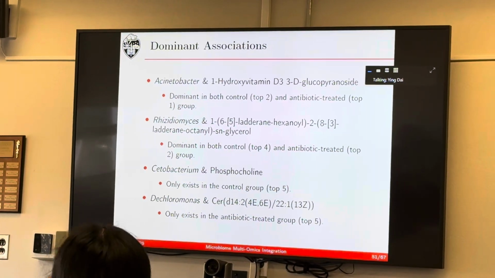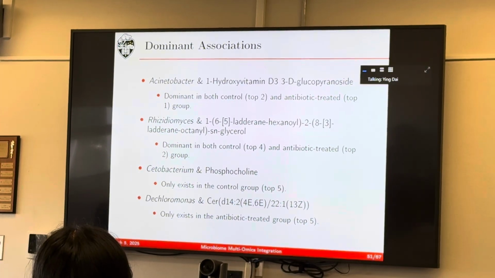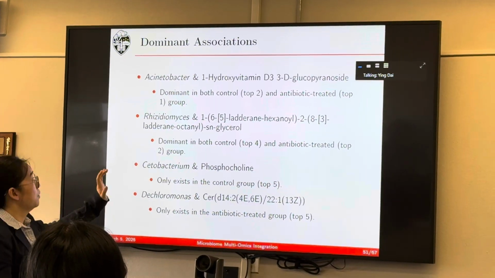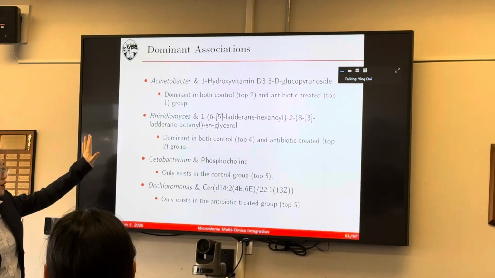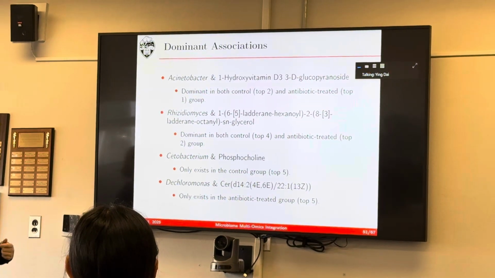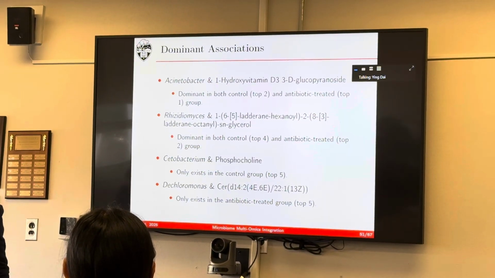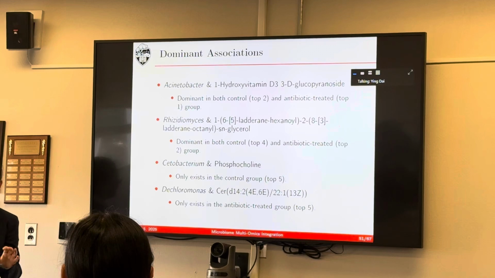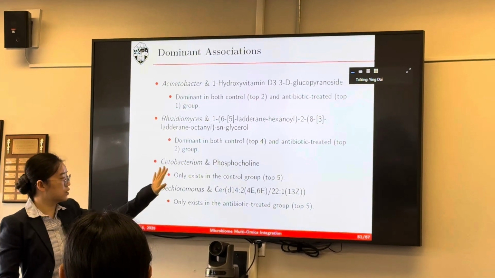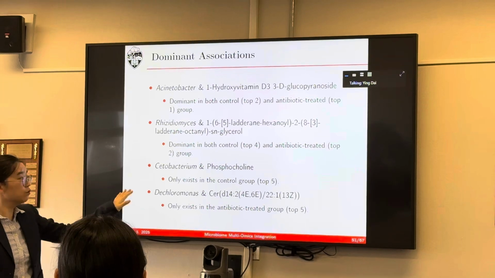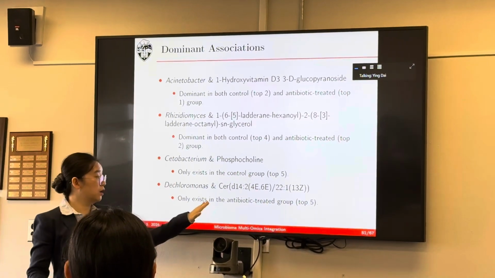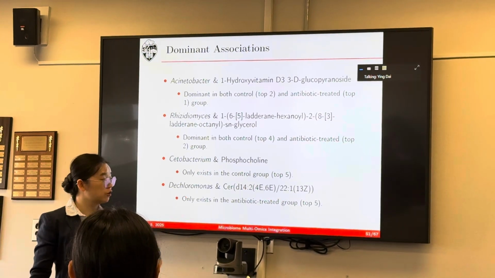Another set of results that we can come up with is to compare the dominant associations between groups. They're super hard to pronounce, but anyway, the first two pairs appear in both the control group and the treatment group, meaning that introducing antibiotics doesn't impact the association between them. But the third pair here only exists in the control group. And the fourth pair only exists in the treatment group.